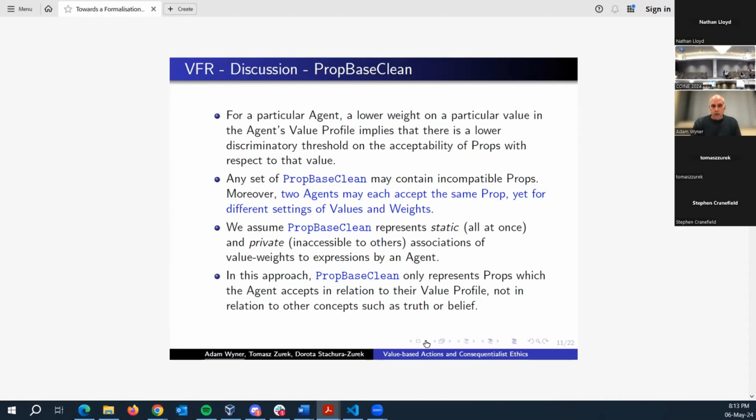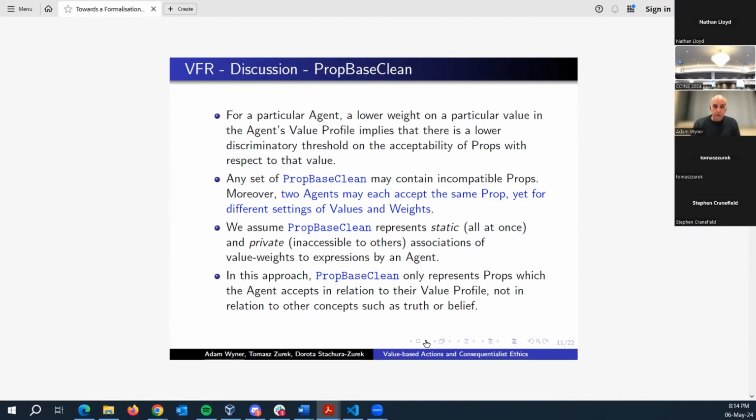We should also note that any prop-based clean can contain incompatible propositions because we're not saying that this is a knowledge base that contains only consistent propositions. We use this later for reasoning, but not in this particular paper. Moreover, two agents can each accept the same proposition, yet for different settings of values and weights.